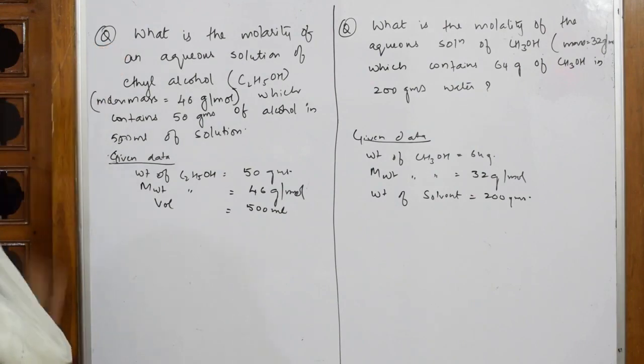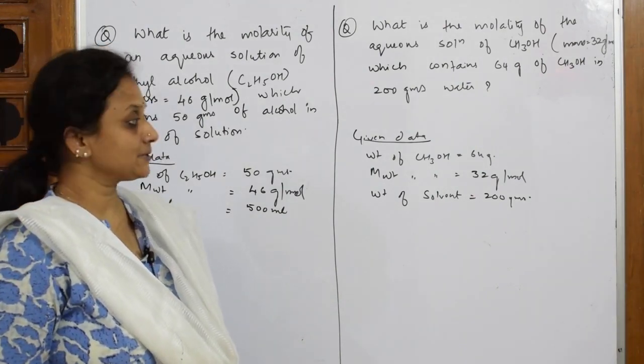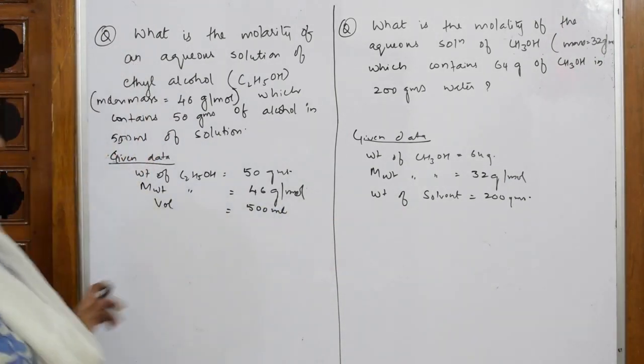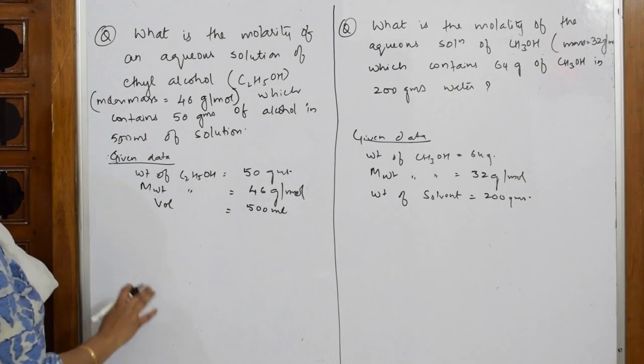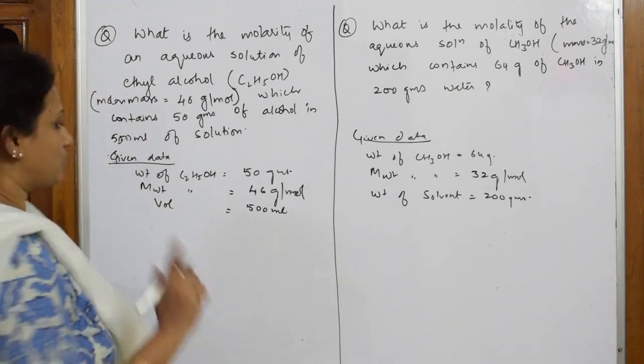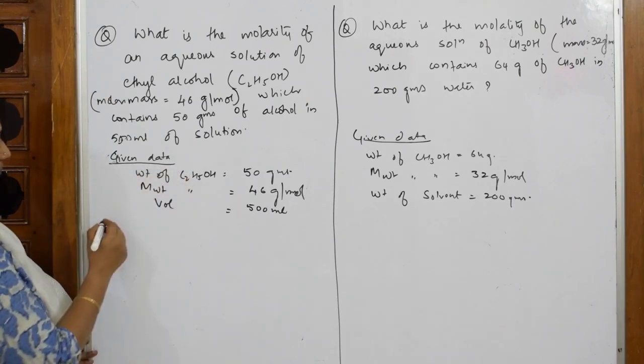Now, important thing, I have to calculate molarity. Molarity is number of moles by volume of the solution in liters, and for molality, number of moles by weight of the solvent in kg. Let's come back and solve. Whenever such a numerical is given to you, first try to standardize it to 1000 ml. That's important. Don't directly substitute in the formula.